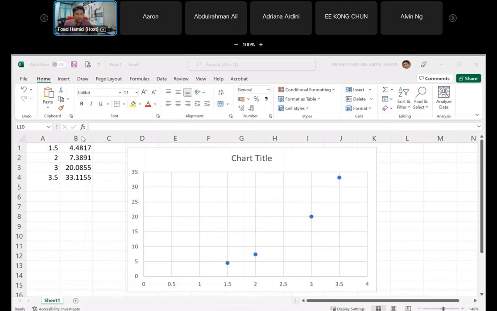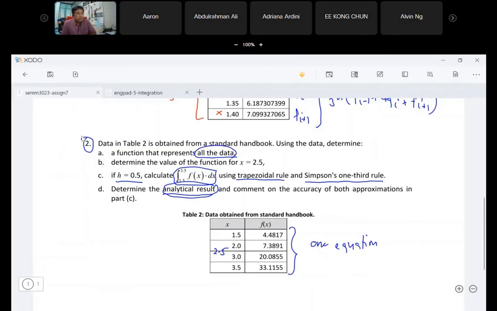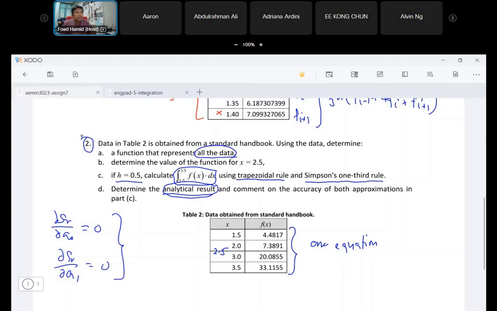So in this case, what's the clue? What's the clue here? When you do regression, what did we do? What did we differentiate? Remember that we need to do this for our regression. Remember? Why are we doing this in our regression?